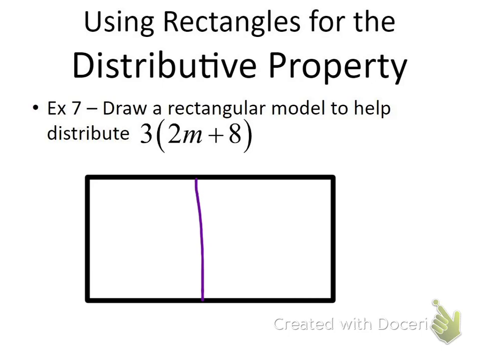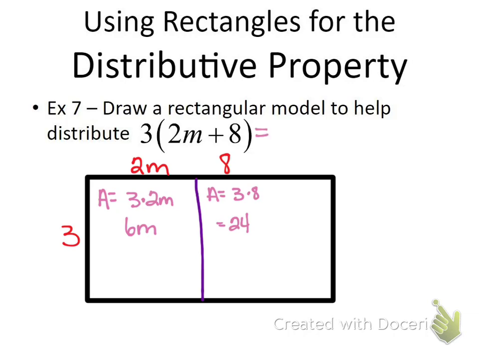Okay? So let's find the height. What's the height of my rectangle here? 3. And my lengths? 2m plus 8. All right. Riley, find the area of the top left rectangle. Okay, so you did that by taking 3 times 2m and got 6m. Okay, top right, Maddie. 3 times 8, and I got 24. Okay, and then your final answer is going to be what, you guys? What's the total area of this rectangle? 6m plus 24. There you go.